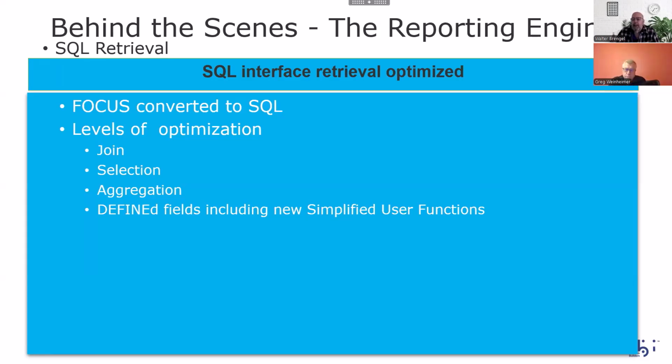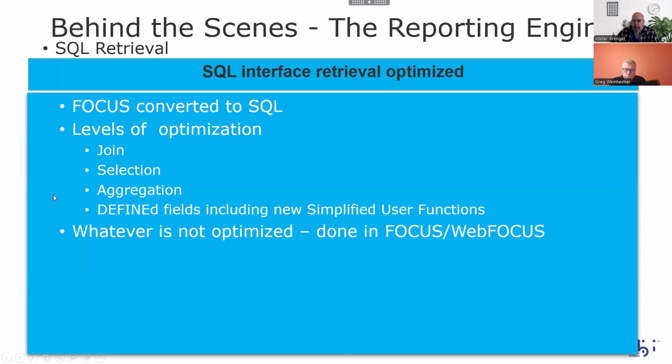It says define fields including new simplified functions because all of the simplified functions will be translated. Whatever is not optimized is done in Focus and WebFOCUS. If I can't pass the join, I'll bring back table 1 data, table 2 data. Focus will do the join.